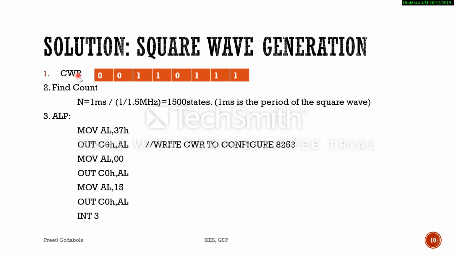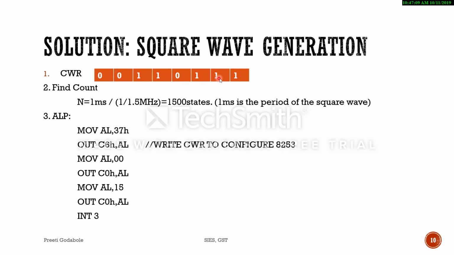Now, how do we design the CWR for square wave generation? First part of the problem is square wave generation. We are selecting counter 0, so the first 2 bits are 0 0. Select counter bits are 0 0. The next 2 bits are RW bits, which we are selecting as 1 1, indicating we are going to load the value of the count with least significant byte loaded first and then the most significant byte.